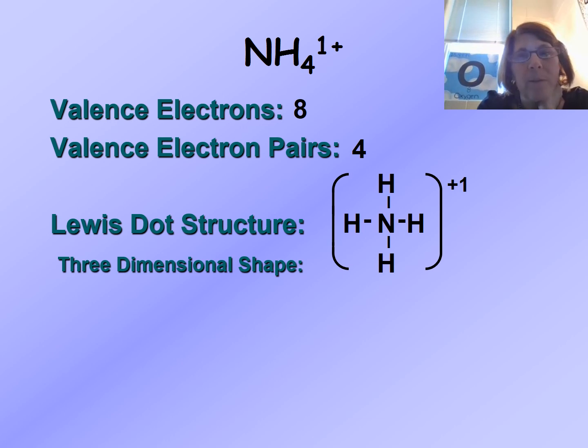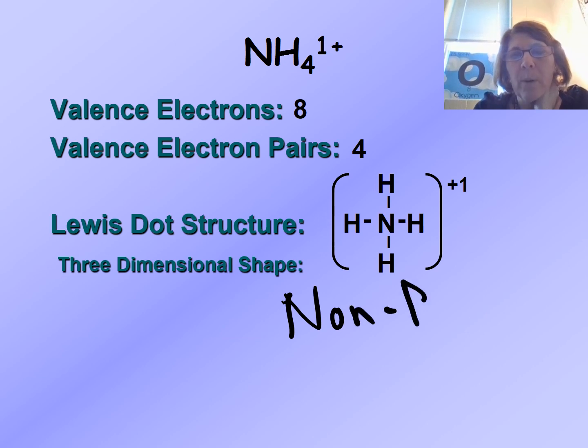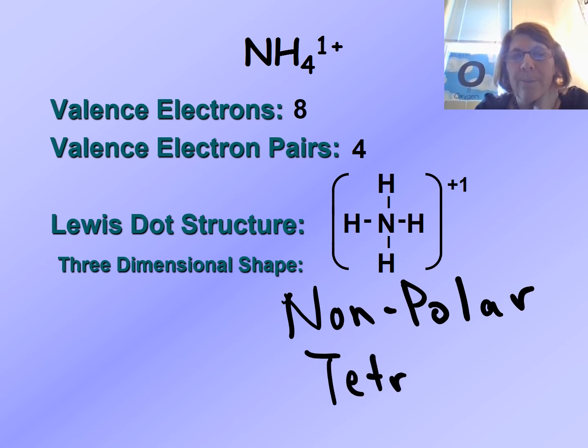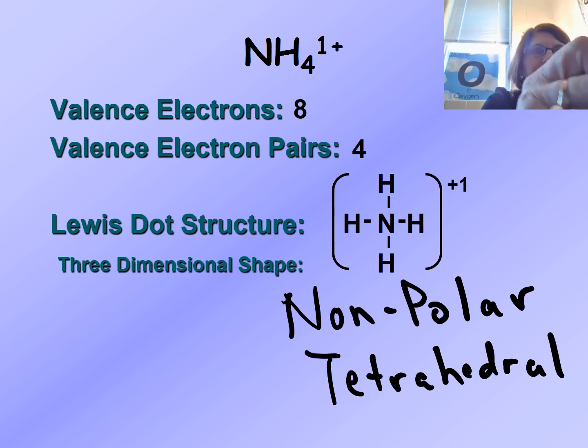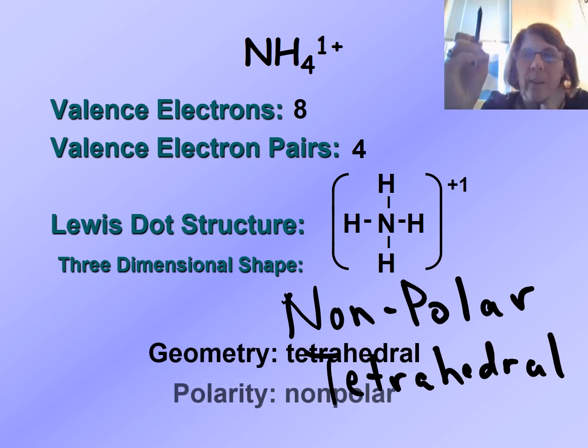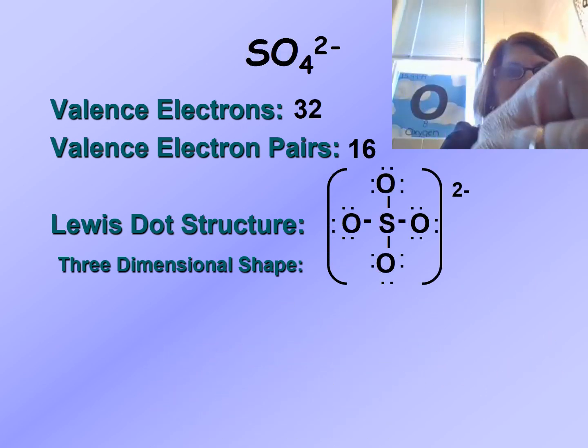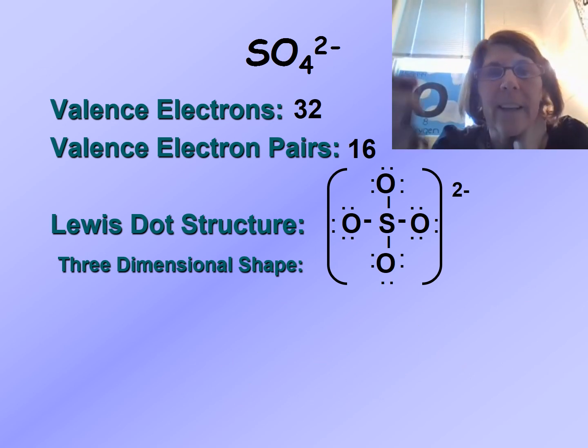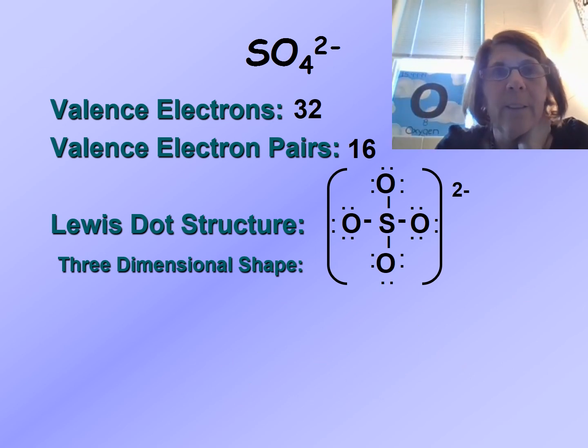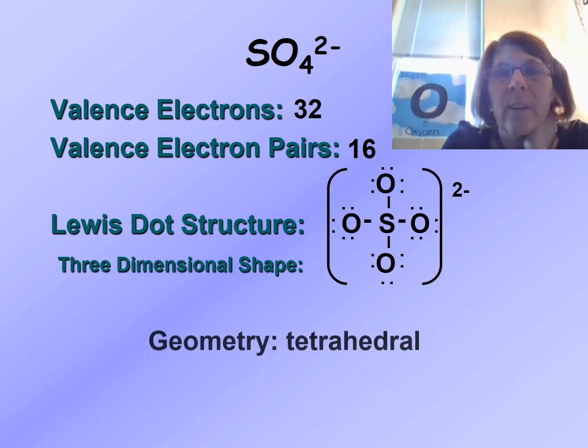This is equal, so it's nonpolar. And we're going to say it's tetrahedral. There's 4. Again, it's tetrahedral and it's even, so it's nonpolar.